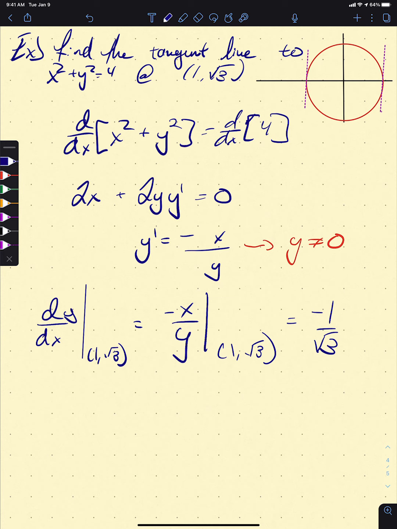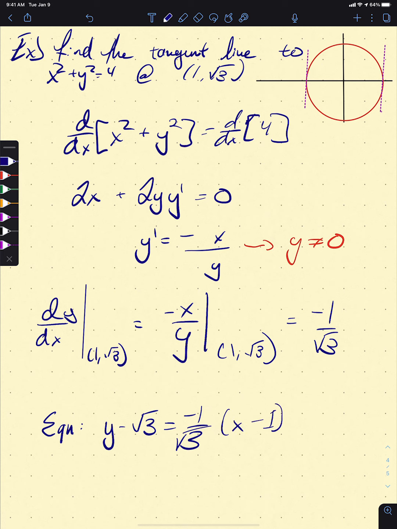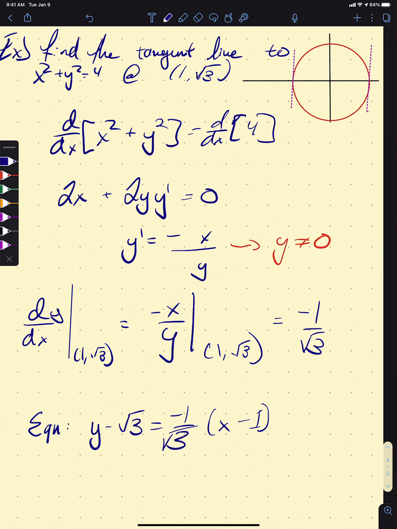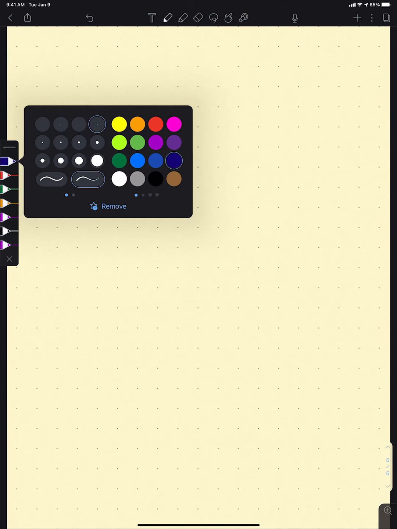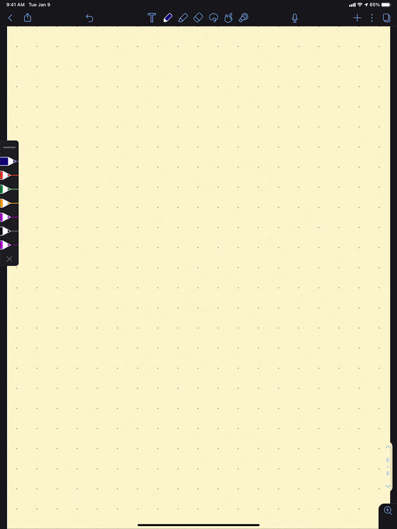And then, using our standard point-slope form, since we know the slope is minus 1 over the square root of 3, an equation for this line is y minus the square root of 3 equals minus 1 over the square root of 3 times (x minus 1), okay? Not too terribly complicated, okay? We'll do one more before moving on to this concept of related rates.